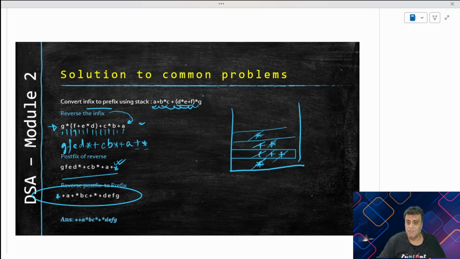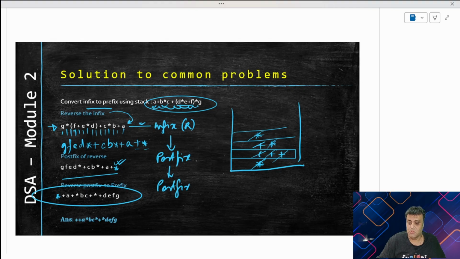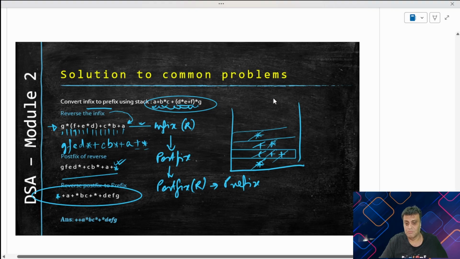So step 1, when you are given such a problem of infix, just reverse it to another infix. So this is one more infix, a reversed infix. Then step 2, you do a postfix conversion of this infix, which you are aware of. Step 3, again reverse this postfix. As soon as you reverse this postfix, it will become a prefix, and that's your answer. So that's the way you will solve this problem.